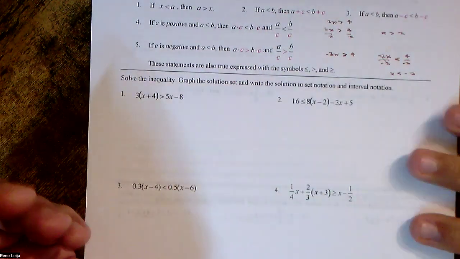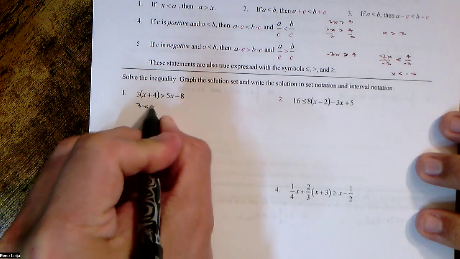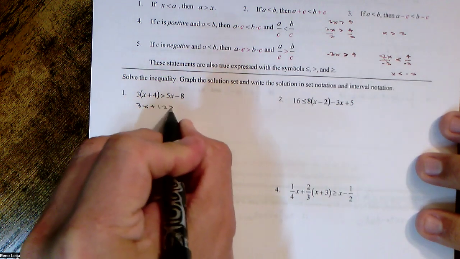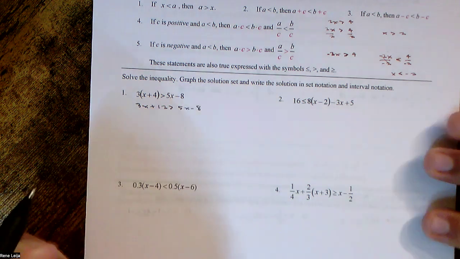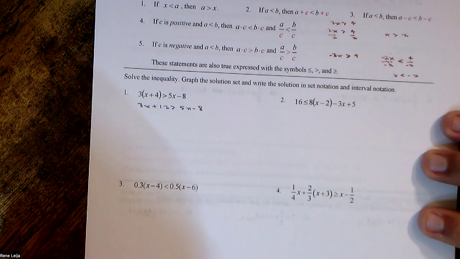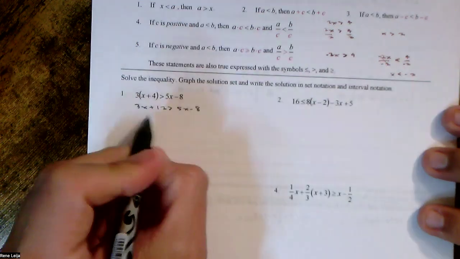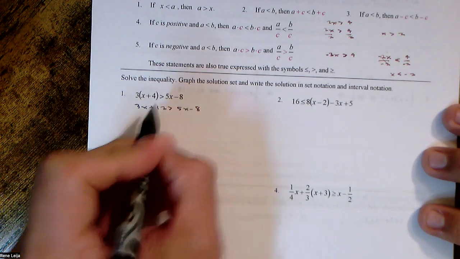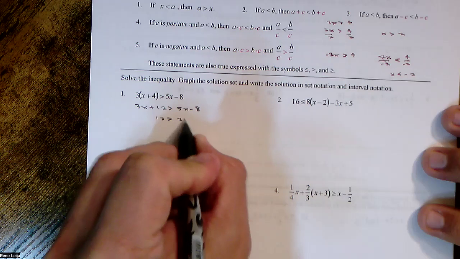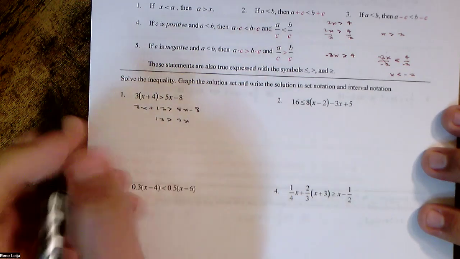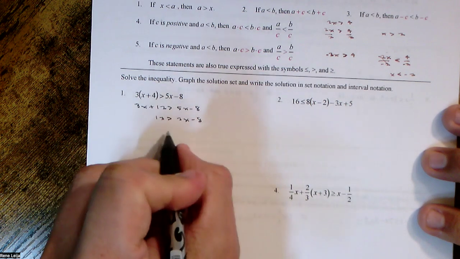So number 1, I need to distribute. So this is going to be 3x plus 12 is less than 5x minus 8. Now, for an equation, you would probably move your variable to keep it positive. So I'm going to go ahead and subtract 3x from both sides. So that gives me 12 is greater than 2x minus 8. And then I'm going to add 8 to both sides.